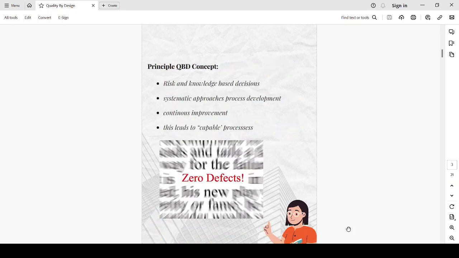Now we will see the principles of QbD. The first thing is risk and knowledge based decisions, and we are doing the systematic approach, process development, and there is a continual improvement, and it leads to capable processes.